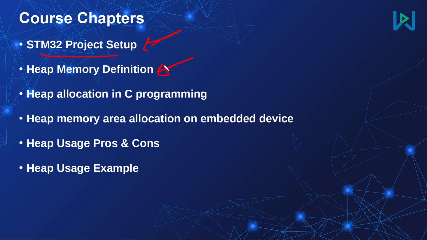We'll start first of all by defining the heap memory concept itself. So we'll explain what the heap is used for and how it gets allocated within our C-based program. Allocation is done via a set of APIs and functions that we're going to try to cover within this section.